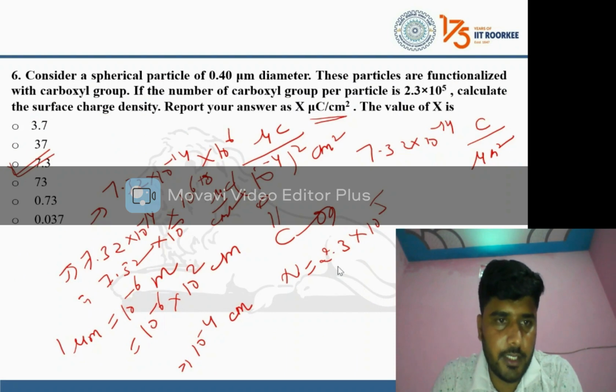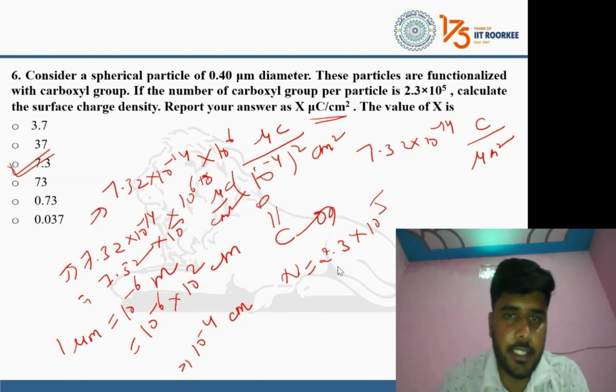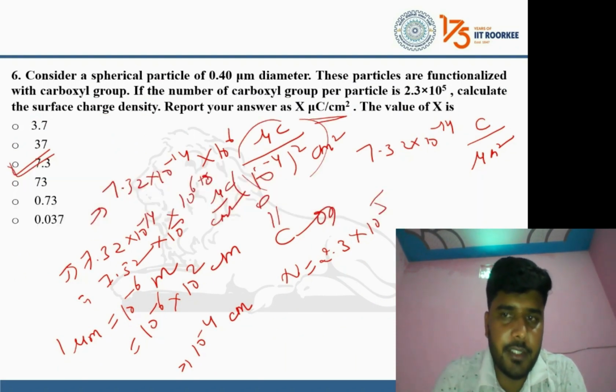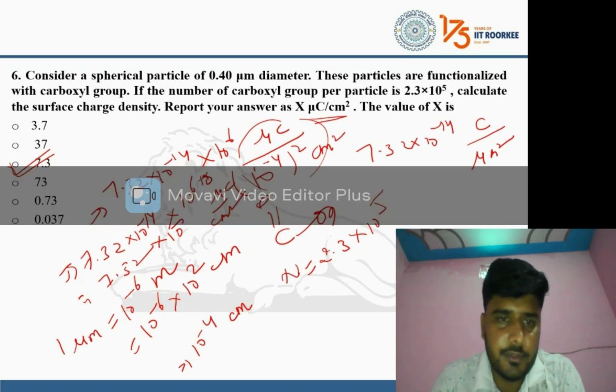Okay, I think that is okay now. Here I have just converted coulomb into micro coulomb, and the micrometer to centimeter square. Just the simple calculations are there.